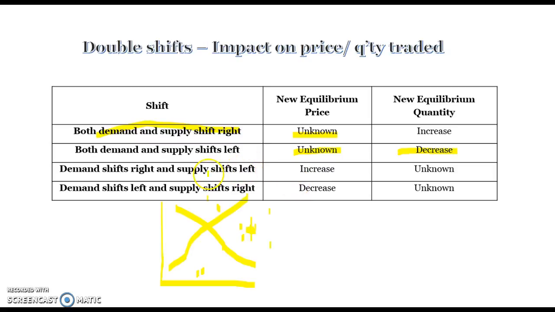And if demand shifts to the right and supply shifts to the left, then we know the equilibrium price will increase, but the equilibrium quantity will be unknown. And you'll need to draw these to make sense of them yourselves. And if demand shifts to the left and supply shifts to the right, then we will have a new equilibrium at a decreased price, and the equilibrium quantity will be unknown. But it's really important that you draw all these out for them to make sense.